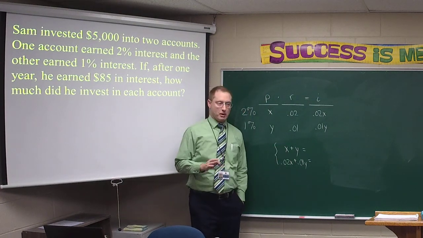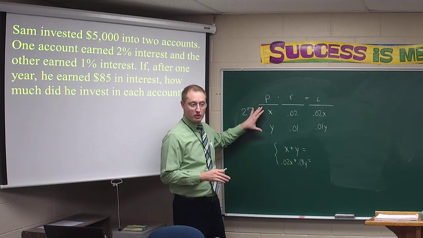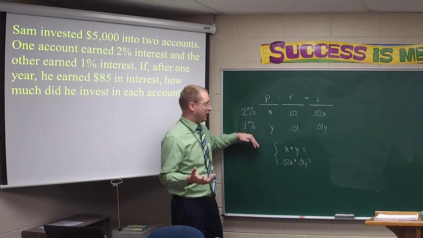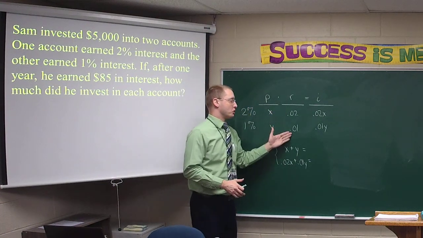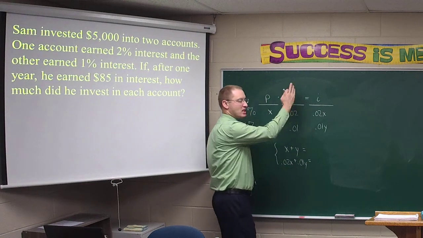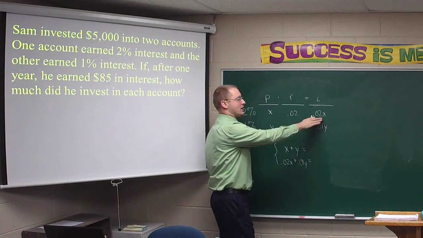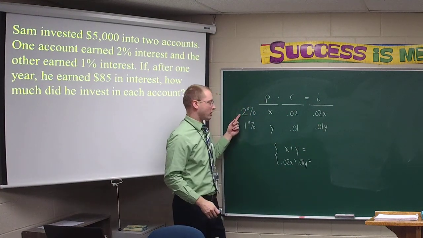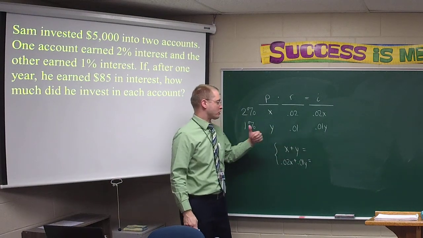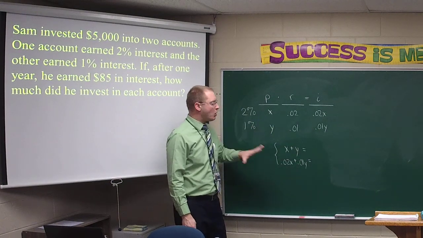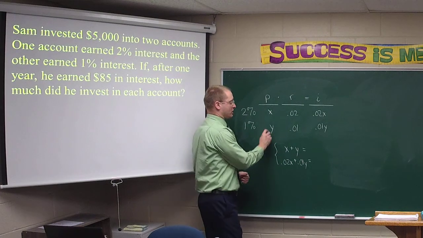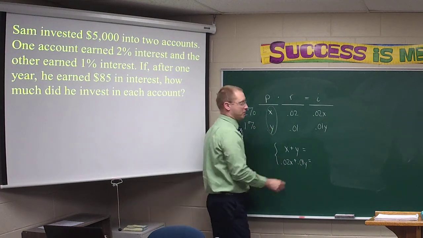For our system, most of you, remember the amounts invested, we don't know either one of them, call them x and y. The rates become decimals, 0.02 and 0.01. Since time is a year, we just ignore the 1. And so 0.02x is the interest earned on this account, 0.01y the interest earned here. Most students realize your equation is going to be x and y added together to get something.